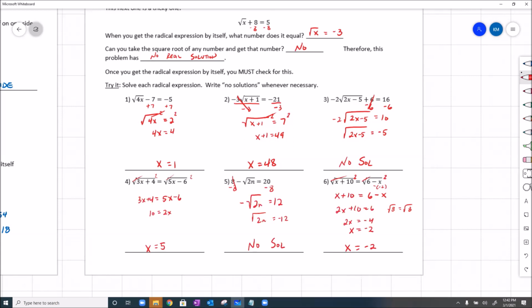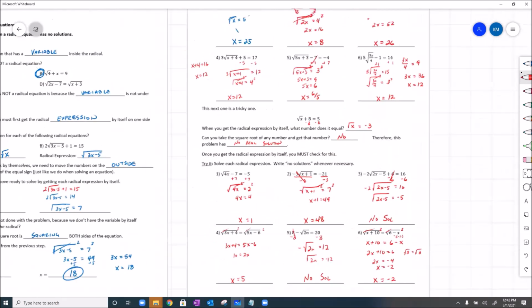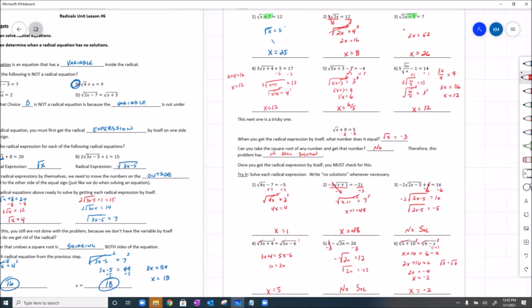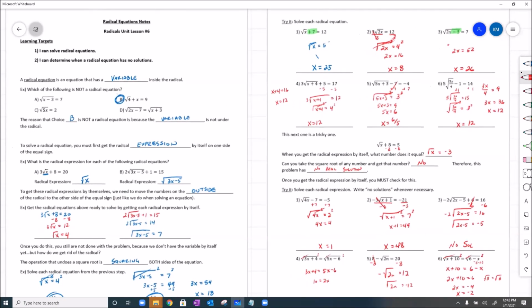Okay? All right, so there we have it. That is our radicals unit, simplifying radicals, and that was our last topic over solving radical equations.